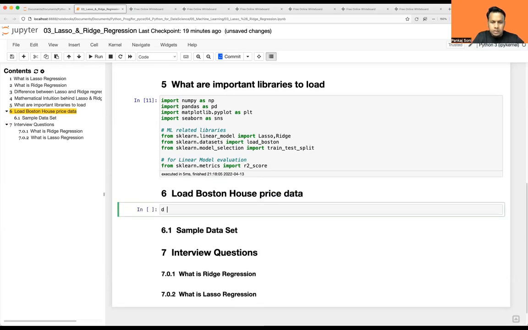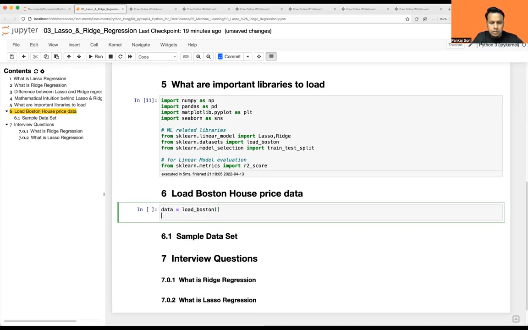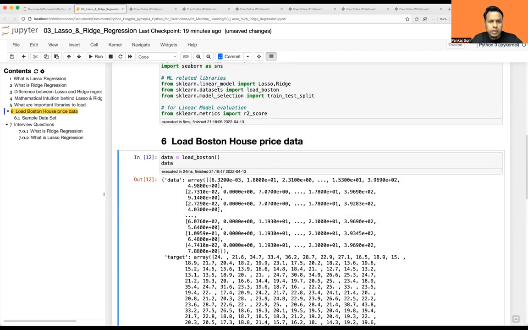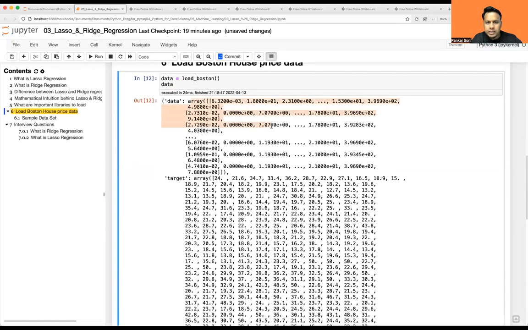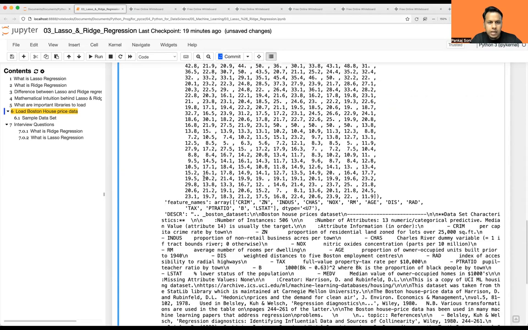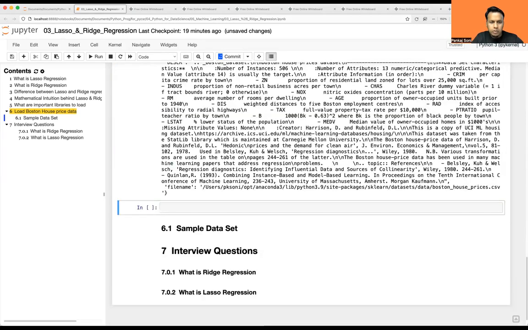Let's load it in the form of load Boston. You can directly get X and Y using a parameter, but I'm going to load it in a different way: data equal to load Boston. If you load data, here we have all the data, their target values, and their description.